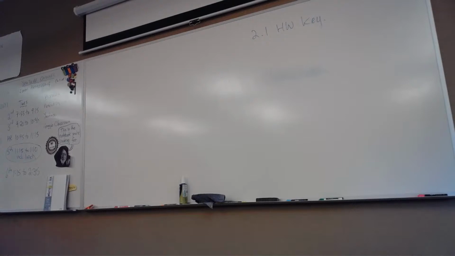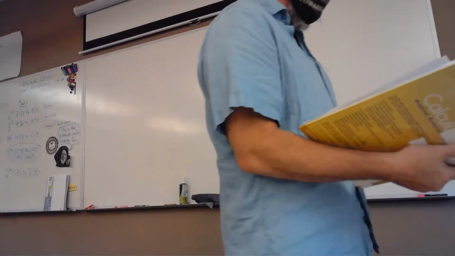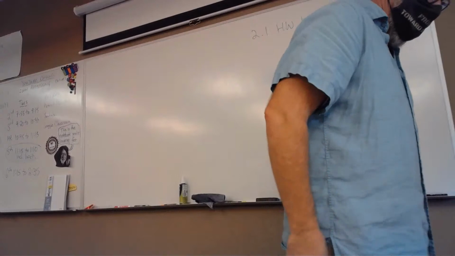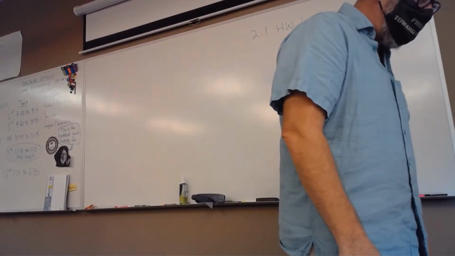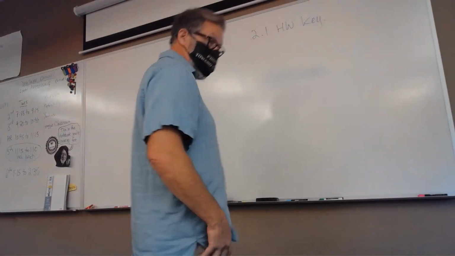And Jenica, are we still in 2.1 or have we moved into 2.2? 2.2. All right, thank you. 2.2, exercise 31. Find the vertical asymptotes. Describe the behavior on each side of the vertical asymptotes. F of x equals cotangent.